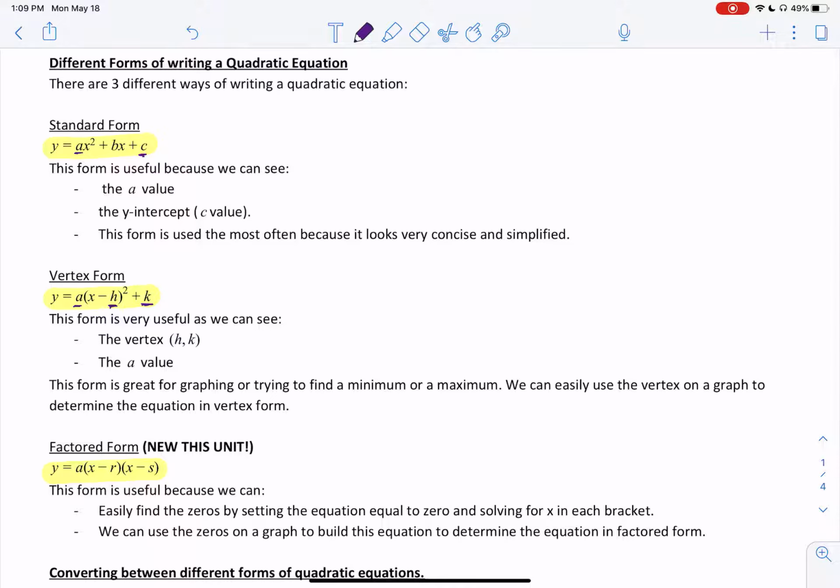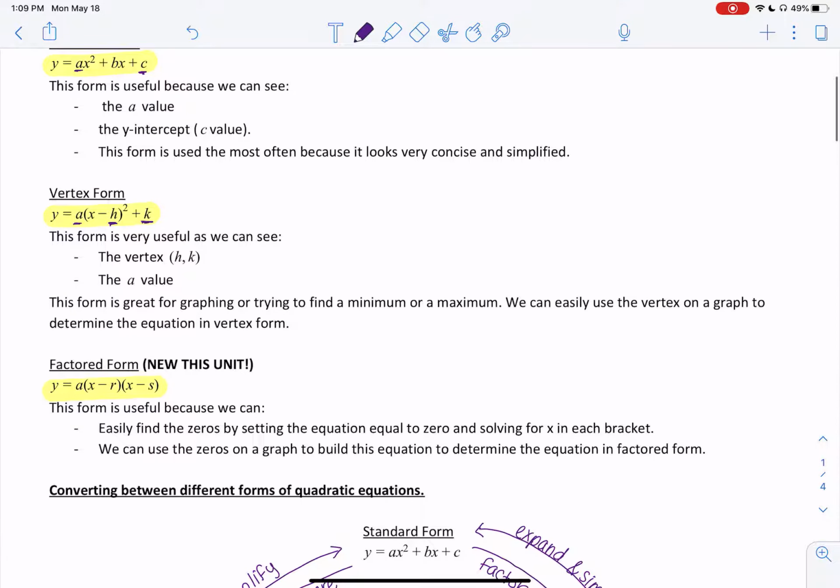And finally, we have factored form. And that one is new for this unit. And this one is great because we can see the zeros. And our zeros are right here with our r and our s. And it's really beneficial, especially when we're trying to solve for things and we're trying to find the value of our x's.